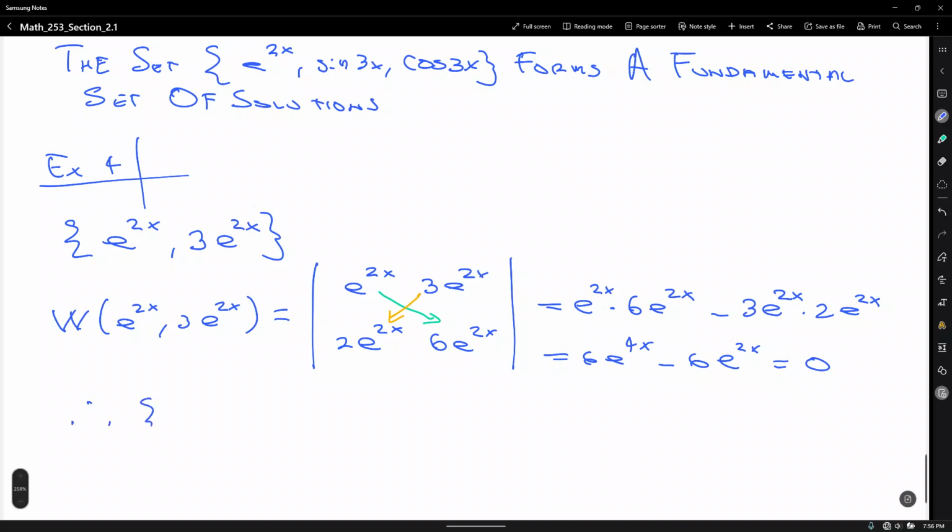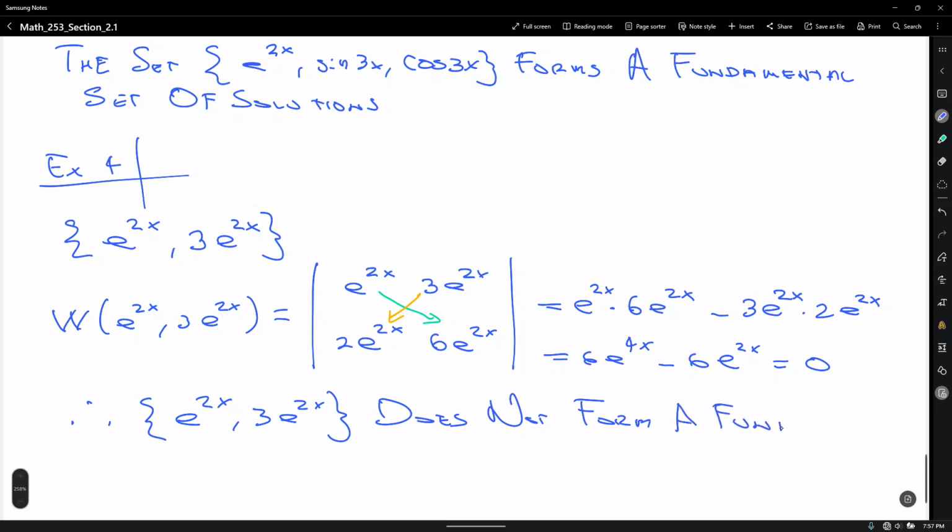Therefore, e to the 2x, 3 e to the 2x does not form a fundamental set of solutions.